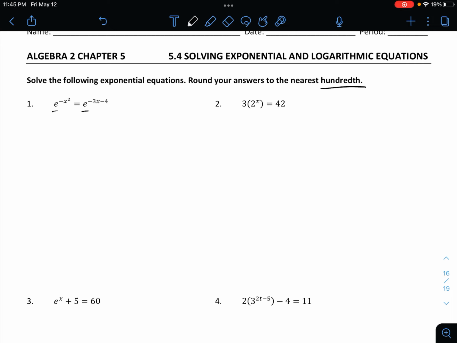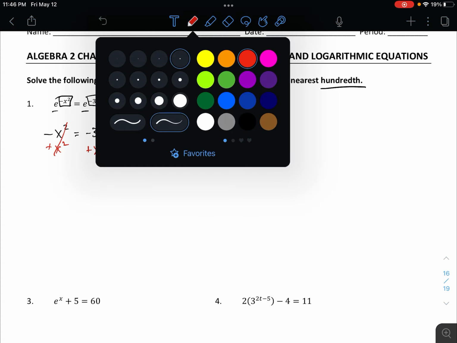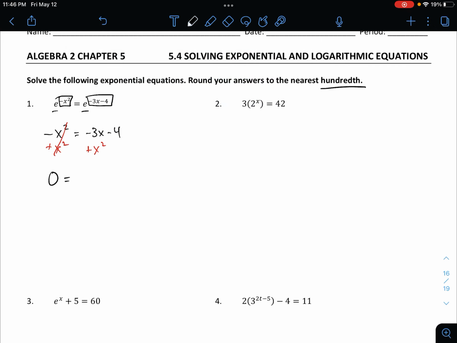Because these are both base of e, I can set the exponents equal to each other. So I can say that negative x squared equals negative 3x minus 4. I'm going to solve this by setting it equal to 0, so I'm going to add x squared on both sides. Now we end up with 0 equals x squared minus 3x minus 4.